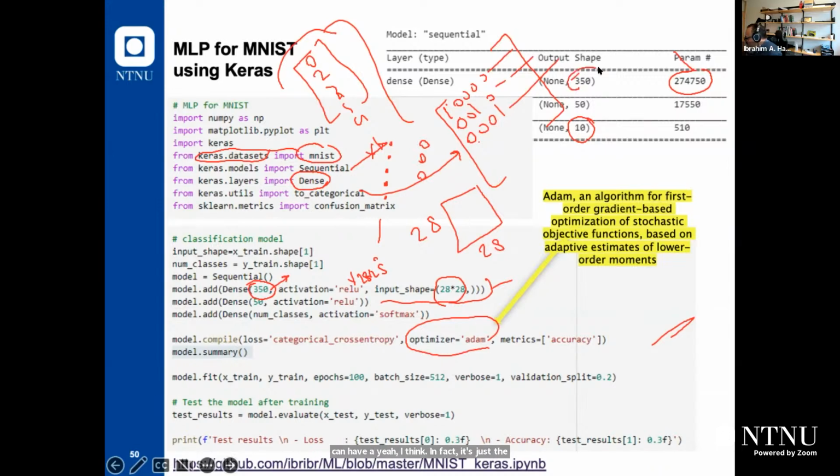The number of units here is 350, and the number of inputs to this one will be 28 times 28. So if we need to get the number of parameters here, it will be 28 times 28 times 350 plus 350. Can you multiply this number? So, a calculator. Can you try? So it will be 28 times 28 times 350 plus 350. Why is this number very large?